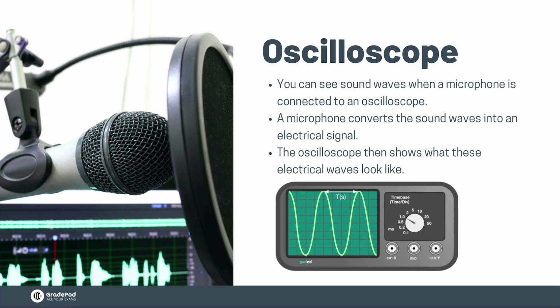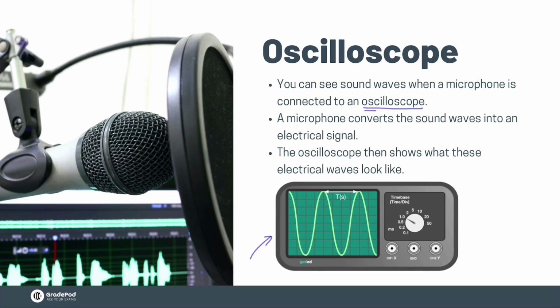When you connect an oscilloscope to a microphone, the microphone converts the sound waves into an electrical signal, and the oscilloscope takes those electrical signals and turns them into waves so we can see them. And this is what happens here. So you can see a sound wave by connecting a microphone to an oscilloscope.